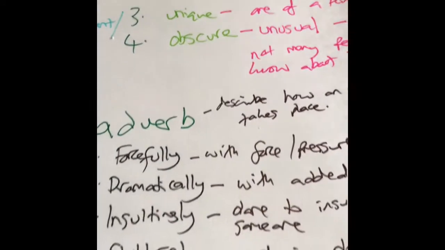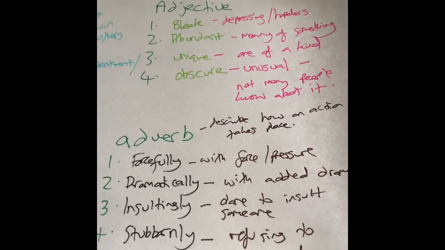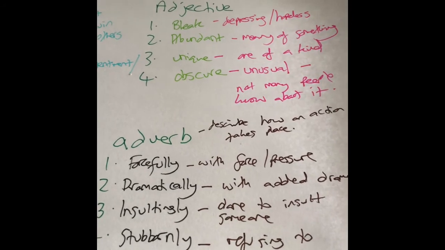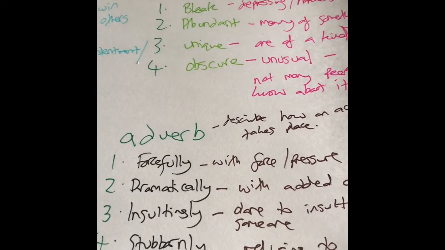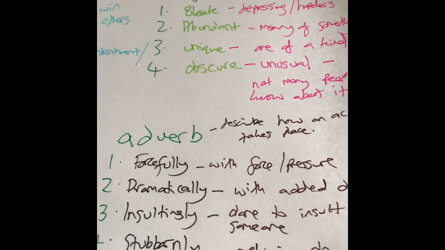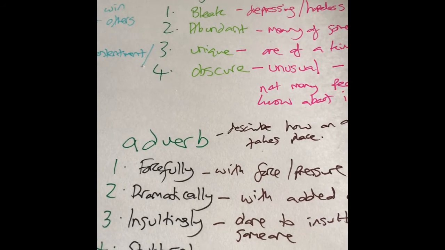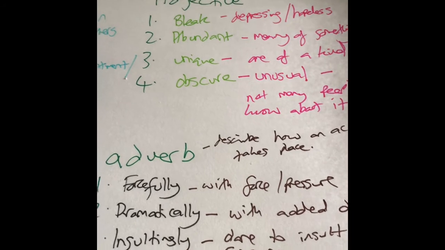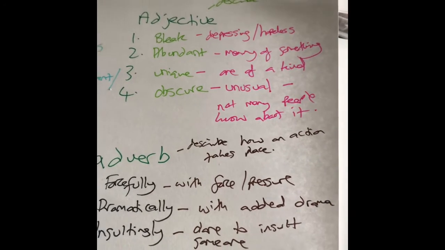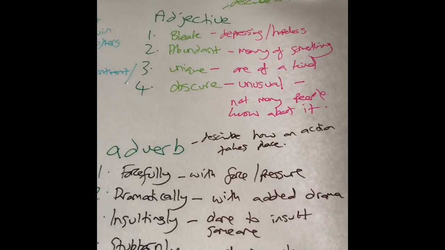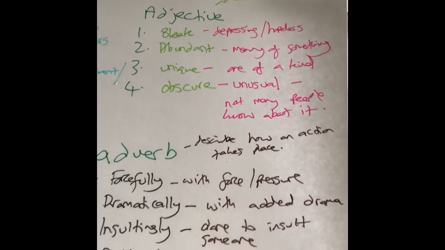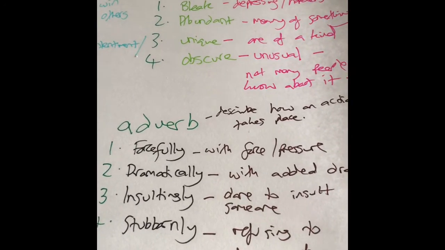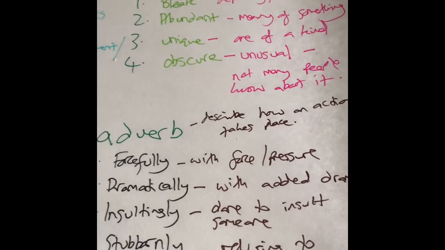And then I've got my adverbs, which is when you describe how an action takes place. So forcefully, dramatically, insultingly, and stubbornly. And again, you've got your LYs on the end there. So forcefully is with force or pressure. Dramatically is when you add drama to something. Insultingly, obviously done to insult someone. And then stubbornly is when you refuse to change or obey.